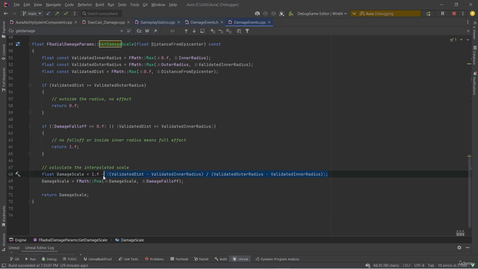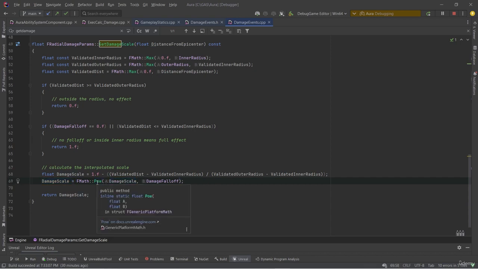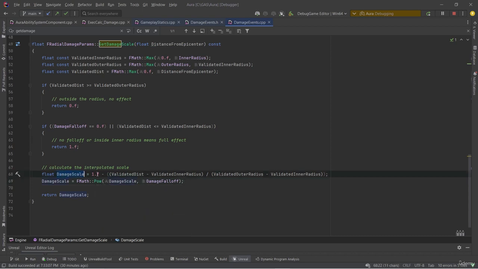So it's setting damage scale equal to 1 minus this ratio here, which means damage scale is going to probably be less than 1. And then it takes that damage scale and calls power on it. It takes damage scale and raises it to the power of the damage fall off. So we're taking a value that's either 1 or smaller, say 0.25 for example, and raising it to a power. And if that power is smaller than 1, then damage scale is going to get smaller.